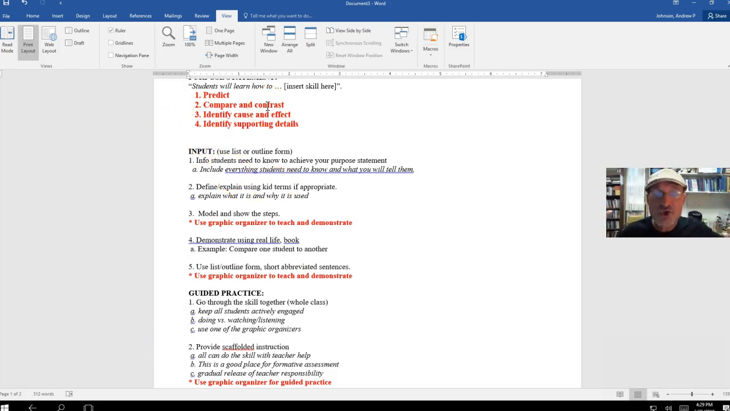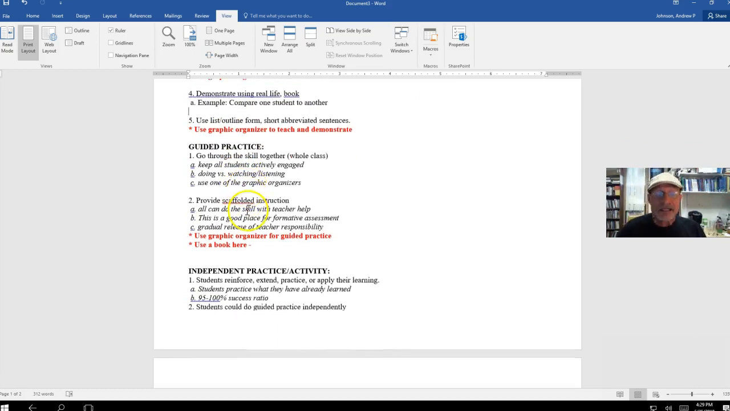Graphic organizer supports students' thinking. So graphic organizer in the input where you're demonstrating and modeling. The guided practice is where you do it together. You are definitely going to use a graphic organizer here. Now here, again, I'm using list or outline form, short abbreviated things, everything you need to know. Using a graphic organizer here, you want to use a book, one of the books that I have listed.